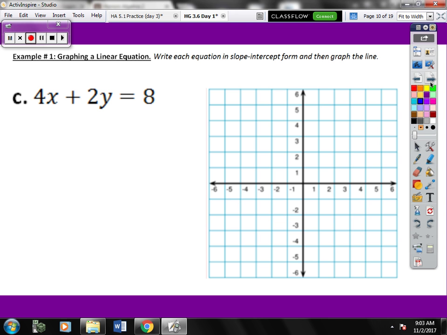The last one on the front is in standard form to begin with. The directions do ask us to write each equation in slope-intercept form first. So for this one, I am going to solve for y first. On the back we'll look at graphing in standard form, but I'd like to show it both ways. So how would I solve this equation for y? What would I do to both sides?